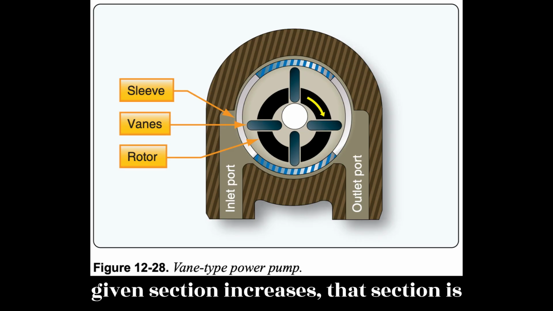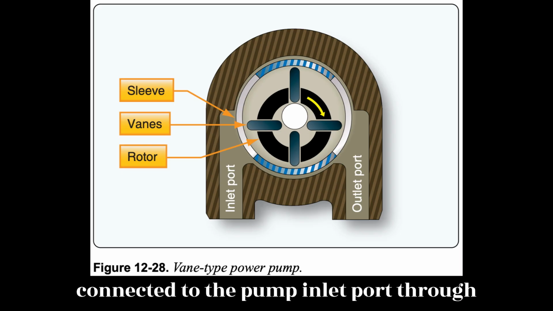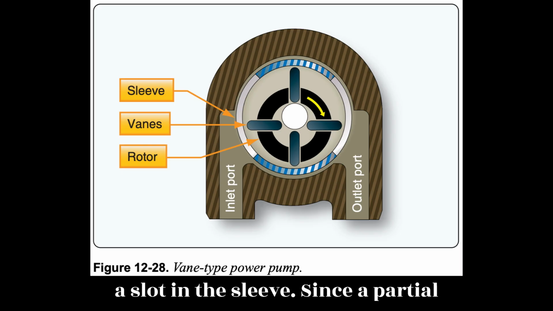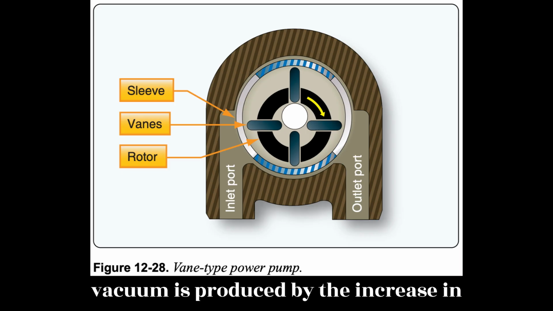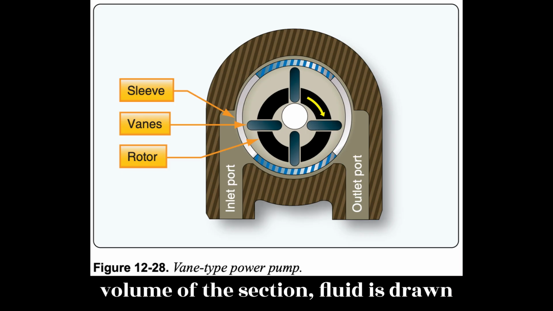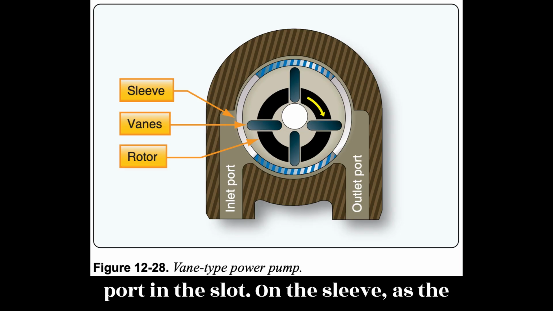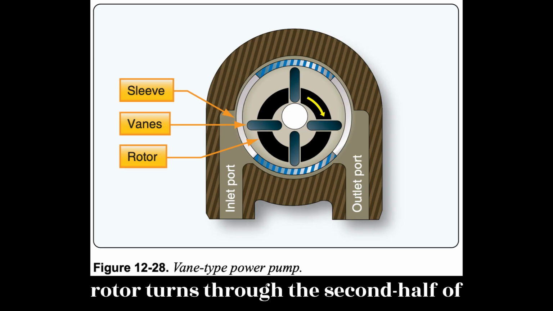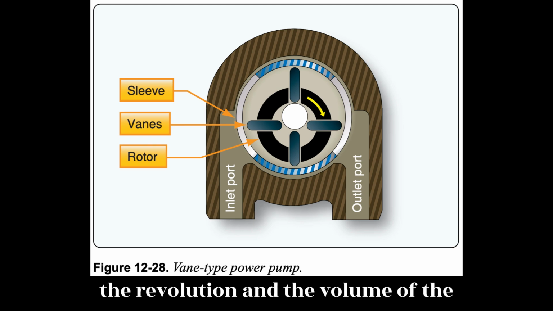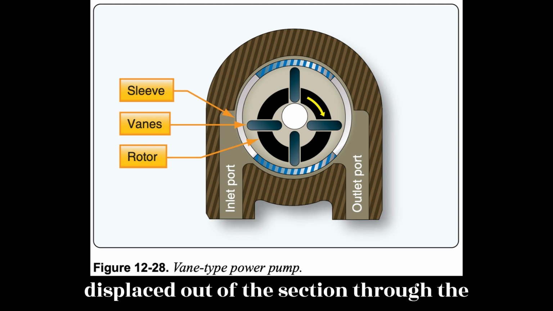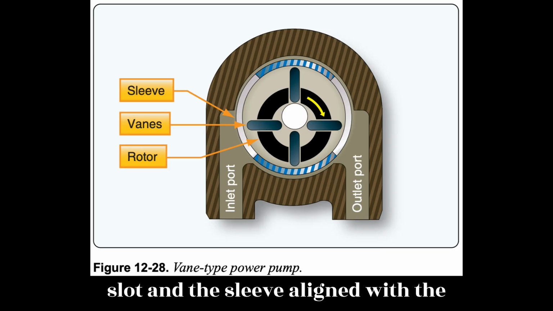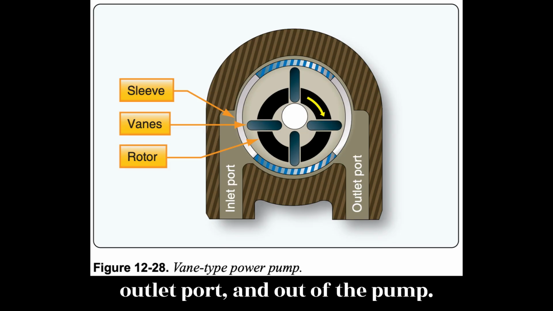As the volume of a given section increases, that section is connected to the pump inlet port through a slot in the sleeve. Since a partial vacuum is produced by the increase in volume of the section, fluid is drawn into the section through the pump inlet port and the slot in the sleeve. As the rotor turns through the second half of the revolution and the volume of the given section is decreasing, fluid is displaced out of the section, through the slot in the sleeve aligned with the outlet port, and out of the pump.